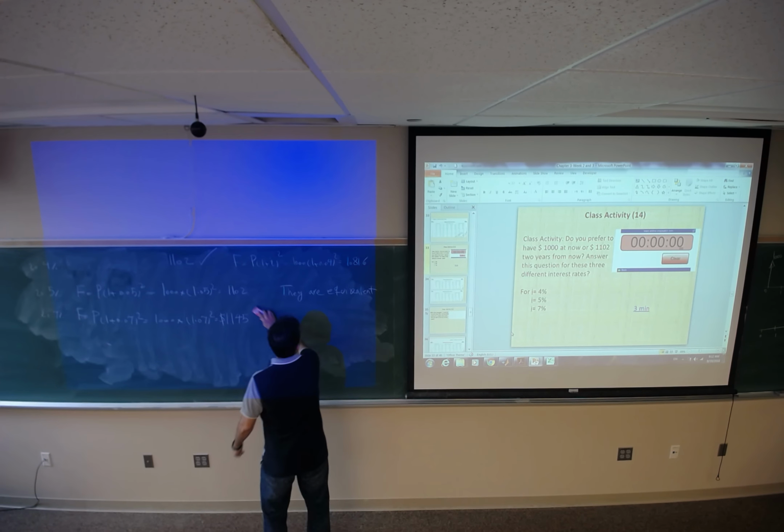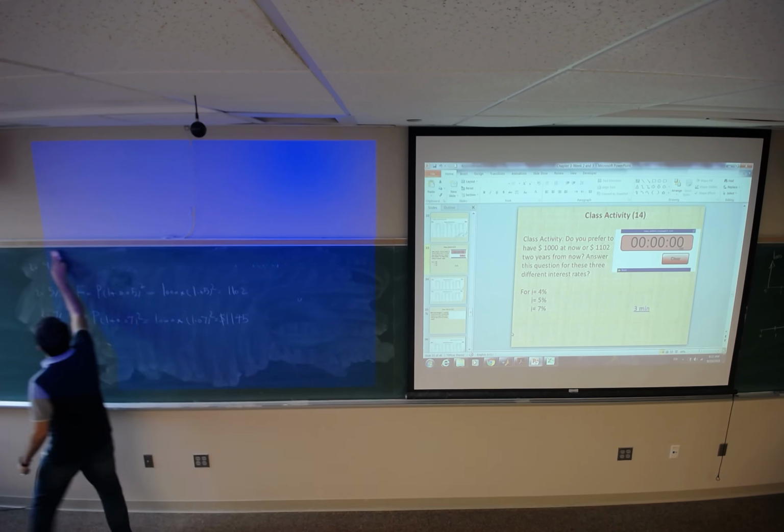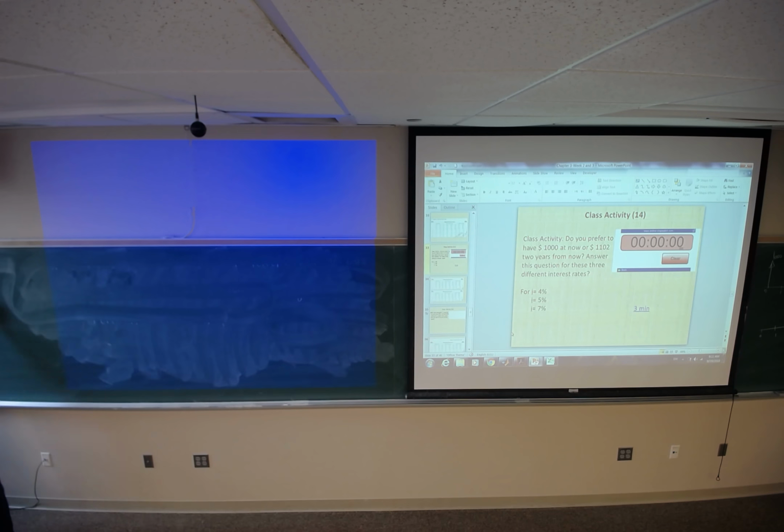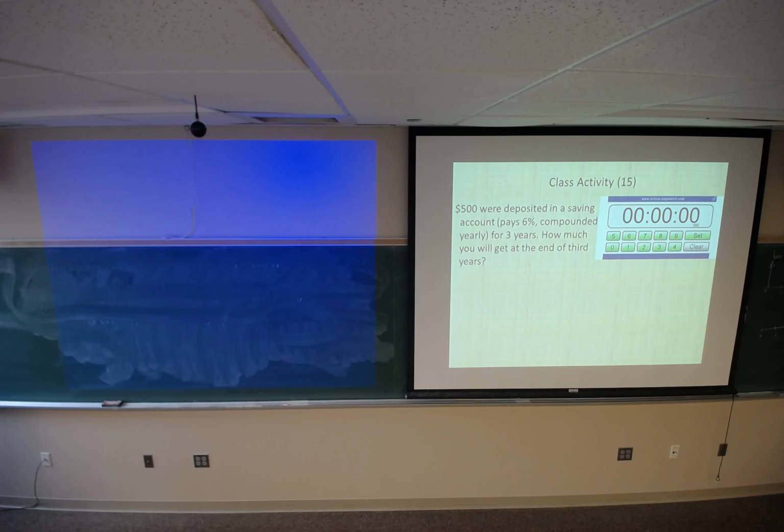All right. And now let's talk about the compounding term on interest. So far, the interest rates that we have seen are compounded yearly. So you deposit $500 in an account which pays you 6% compounded yearly for 3 years. The question is how much you will get at the end of the third year. I'm gonna work on this class activity.